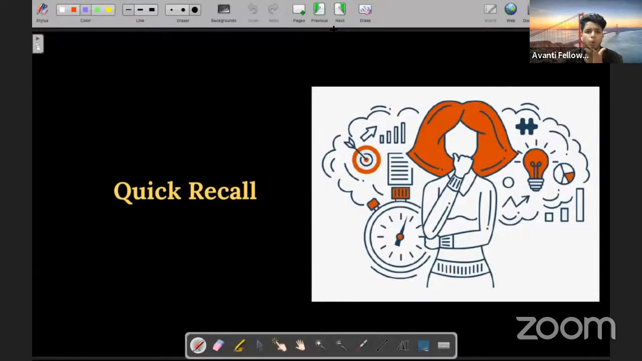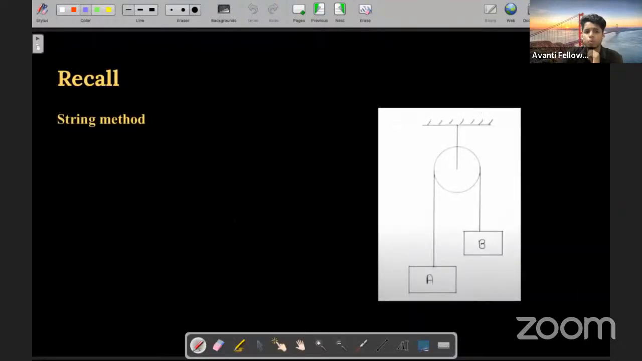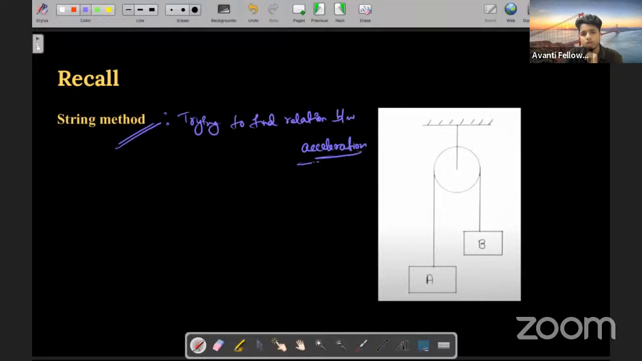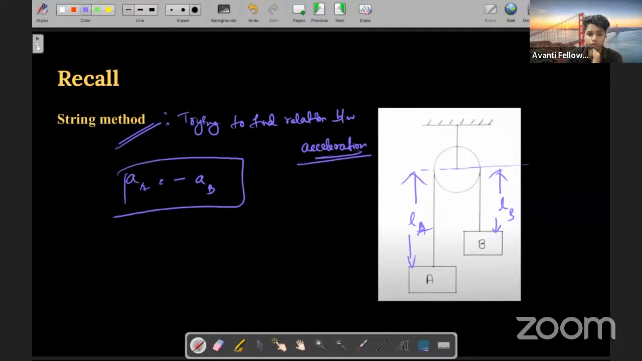Now, talking about what we have studied in the last class. Students, do you remember we were talking about string method? In string method, what were we basically trying to find? The relation between accelerations. There was a reference point and I took this as my length LA, and this as LB. Then we tried to relate the accelerations, and we came to know that the acceleration of A and of B were equal in magnitude, but in direction they were opposite. I hope you remember it.